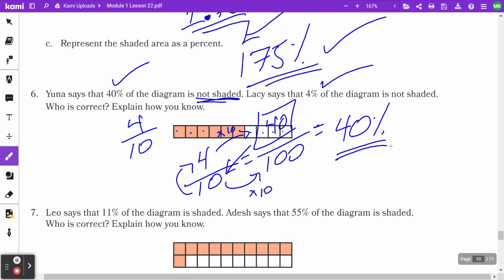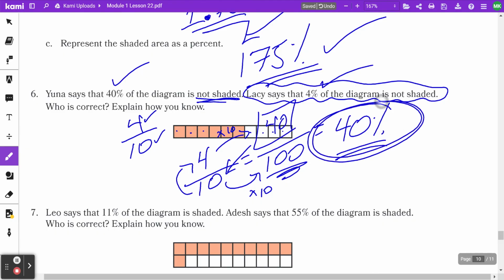like that. Okay, so Lacey, sorry, Lacey, you're saying 4% is not shaded. That's not true. You were probably just looking at this 4 out of 10, but that's not true. You have to be out of 100. There's that 100. So 40% is what you want. So Eunice is correct. Okay, 40%.